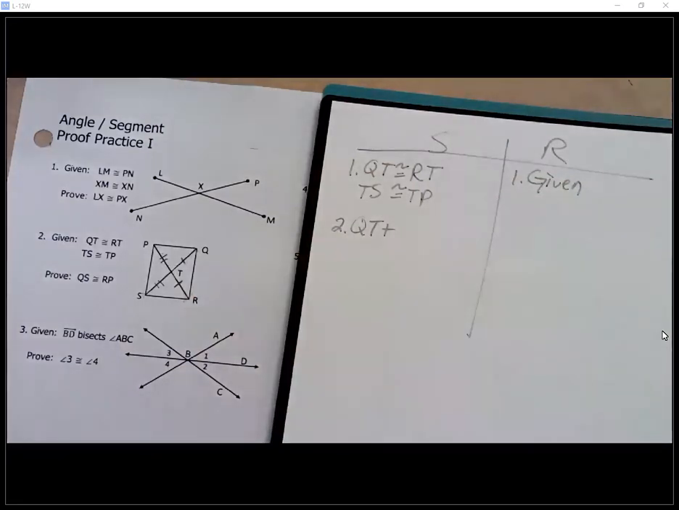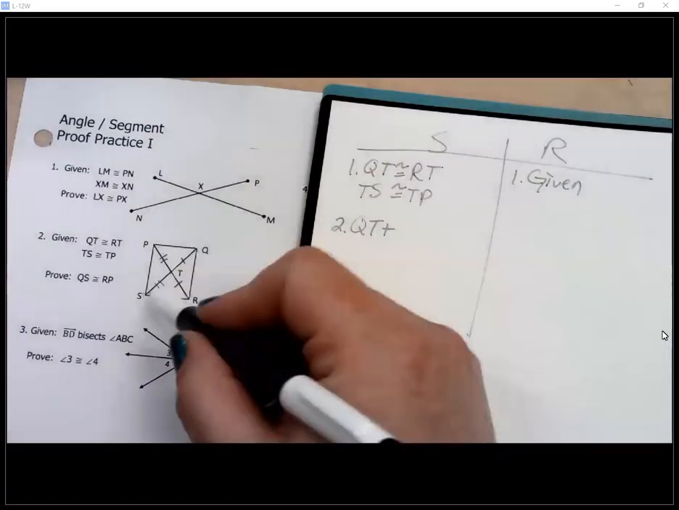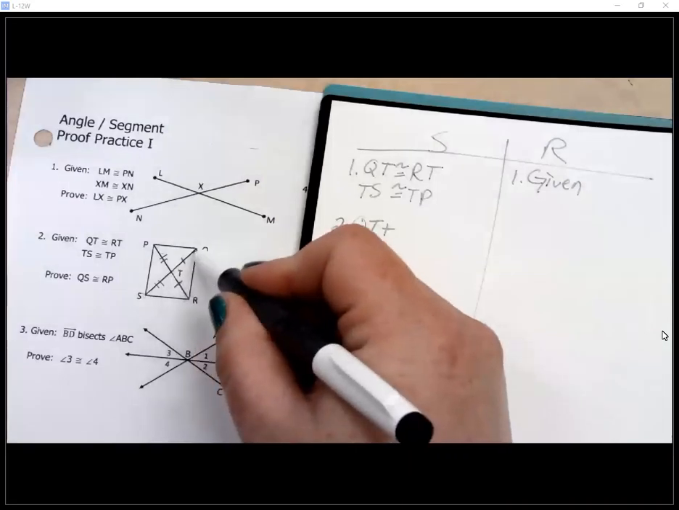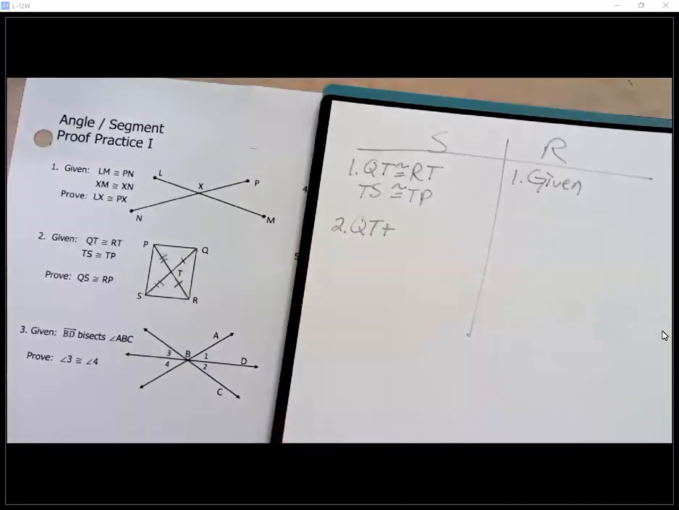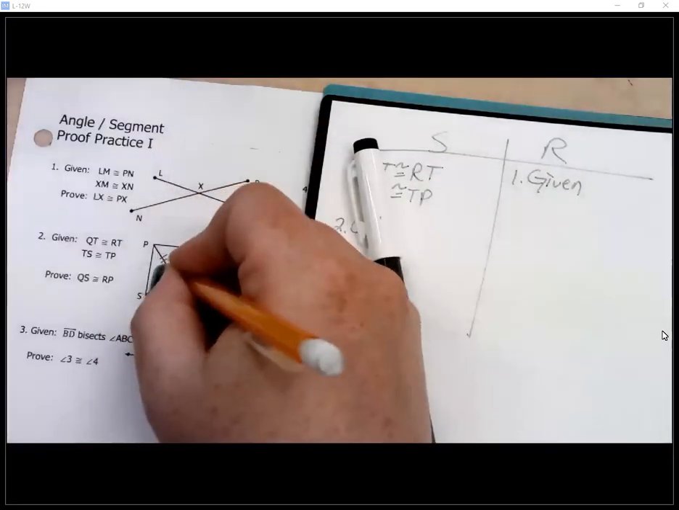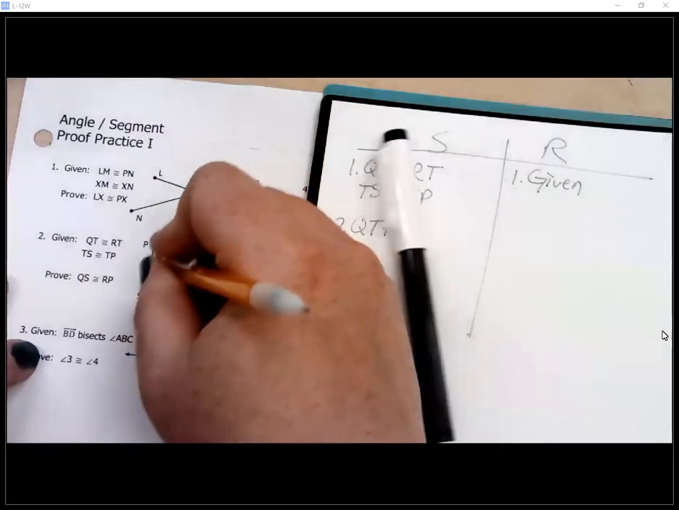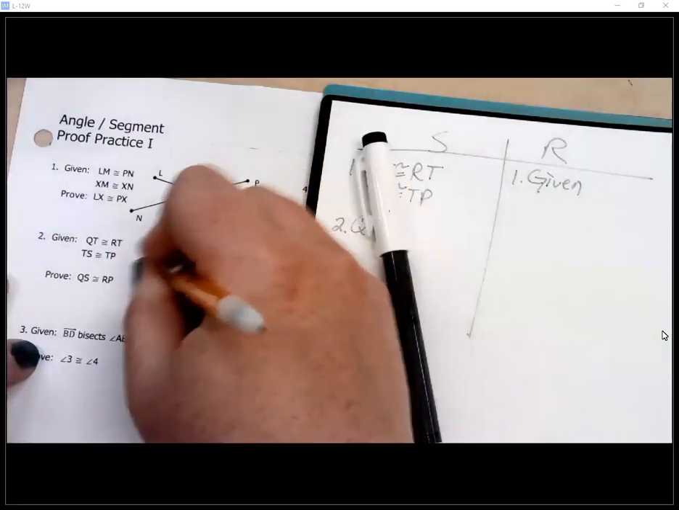No, because angles add up to be 180, but with segments, we don't know the length of TS and the length of QT, we don't know what their lengths would add up to be. If you were talking about these angles in here, like this angle plus this angle equaling 180, that would work. But I don't think that's going to help us in this particular one. Does that make sense? Yeah.